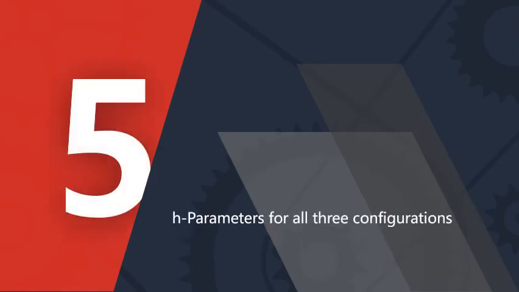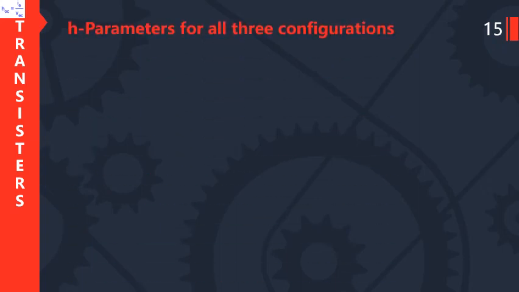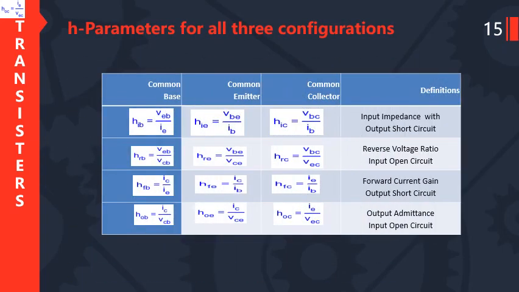The next is H parameter for all three configurations of the transistor. ट्रांजिस्टर के बेसिकली 3 कन्फिगरेशन होते हैं, कॉमन बेस, कॉमन एमीटर और कॉमन कलेक्टर. तो तीनों के लिए हम देखते हैं H पैरामीटर्स की वैल्यू क्या क्या होगी. हमारे पास 4 H पैरामीटर होते हैं. पहला इनपुट इम्पीडेंस, दूसरा रिवर्स वोल्टेज रेशियो, तीसरा फॉरवर्ड करंट गेन और चौथा आउटपुट एडमिटेंस.